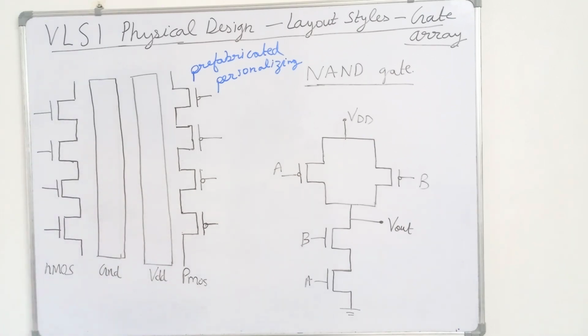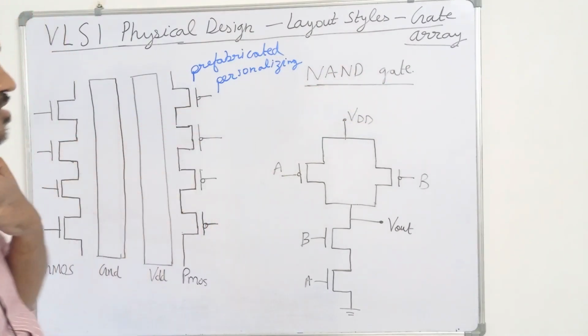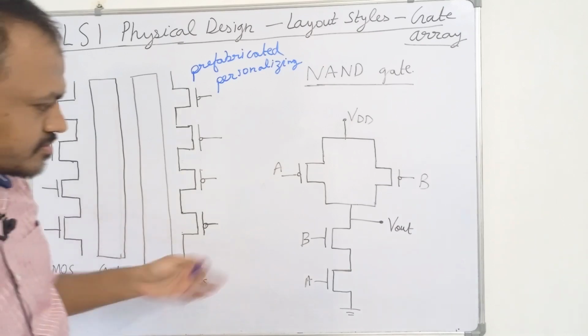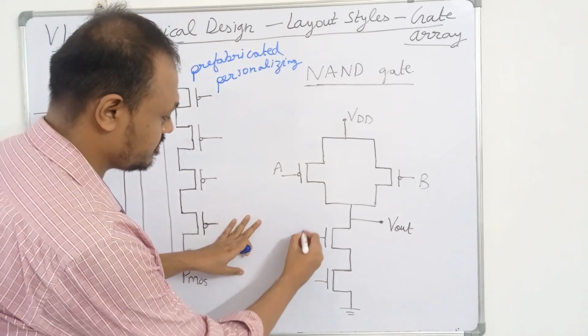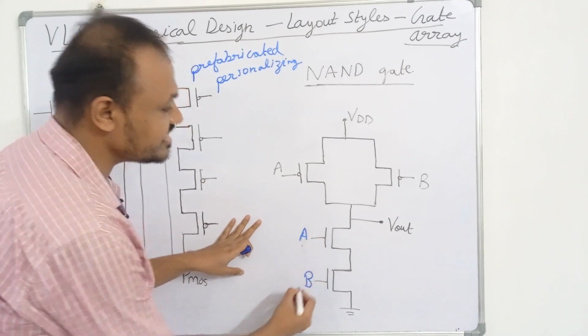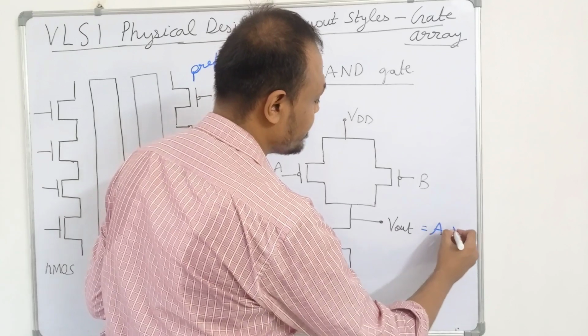So let us see an example. As you can see, we want to design a NAND gate using CMOS. Let's suppose this is A, this is B. This is a NAND gate, so V out will be equal to (A dot B) bar.